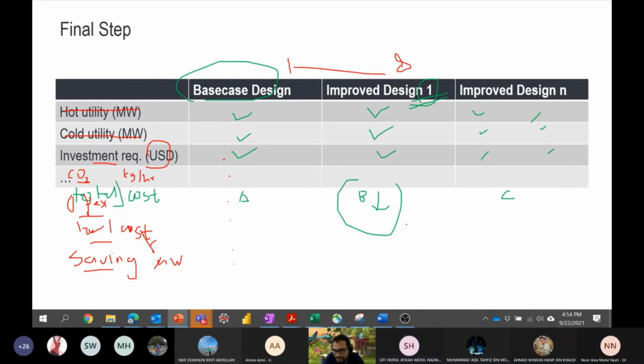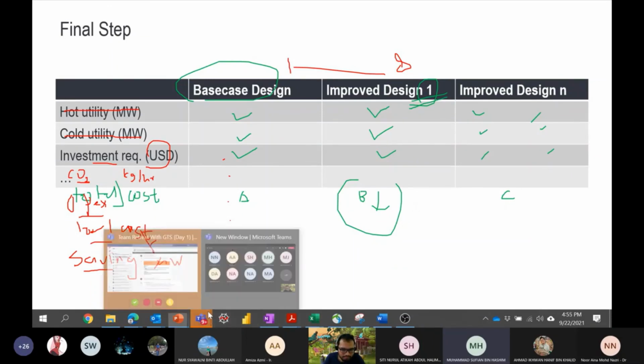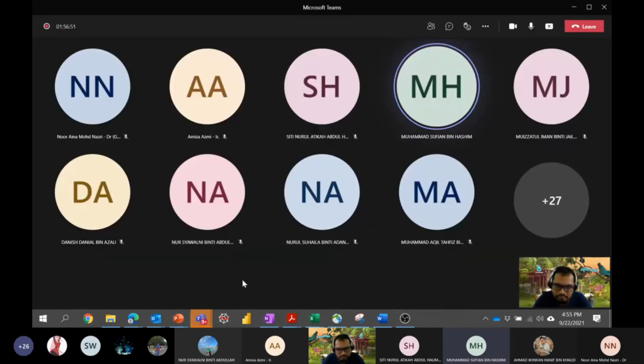More questions? Doctor, I have a question. Yes, please. When we do the pinch analysis, if we have a lack of data in some unit, what should we do to overcome that? Yeah, excellent.